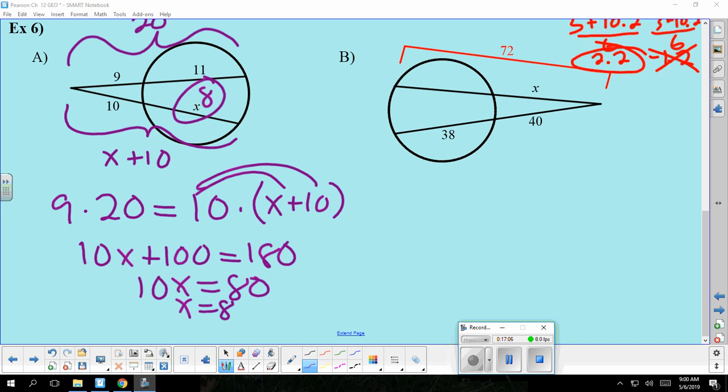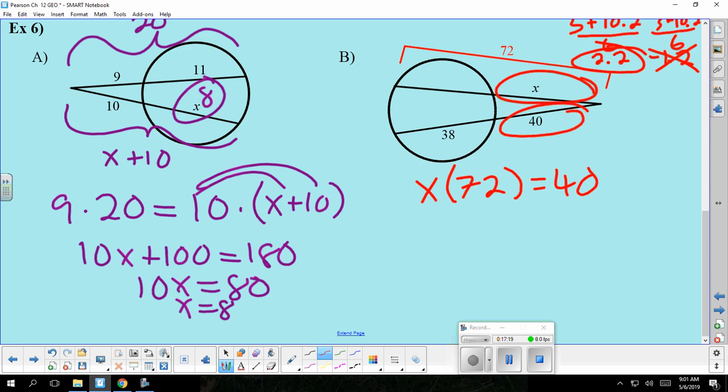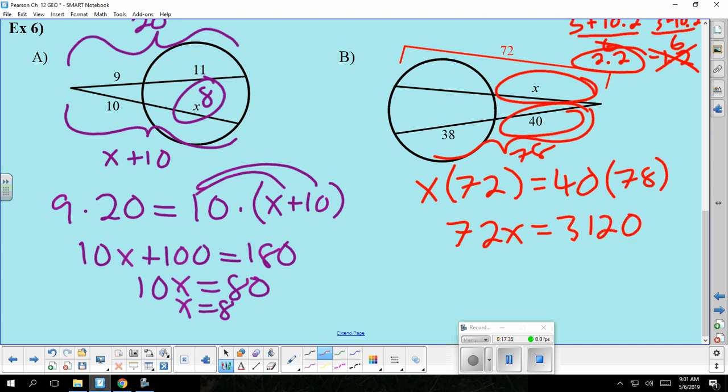All right, let's check this one. So we're given the whole length. So x, the outside, times the length of the whole thing, 72, equals the outside, there's 40 here, times the length of the whole thing, which is 78. So I get 72x equals 3120. Divide by 72. X equals 43 and a third.